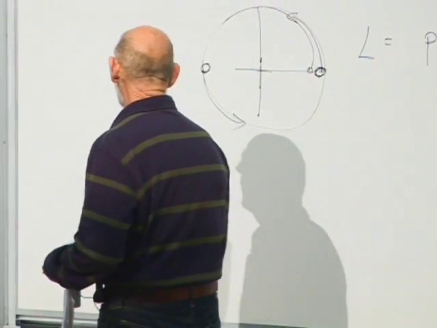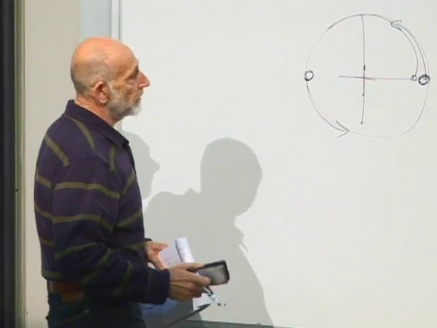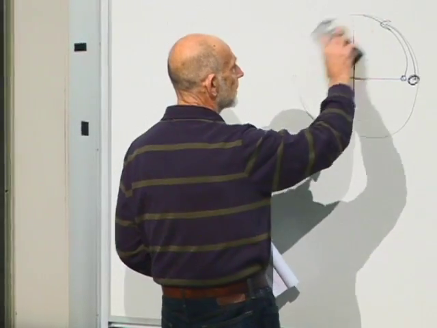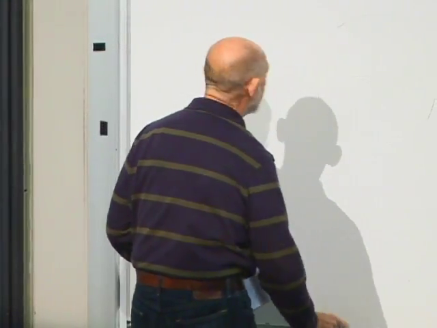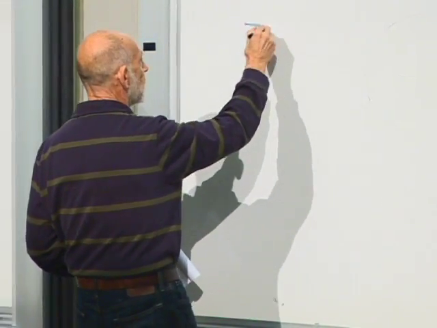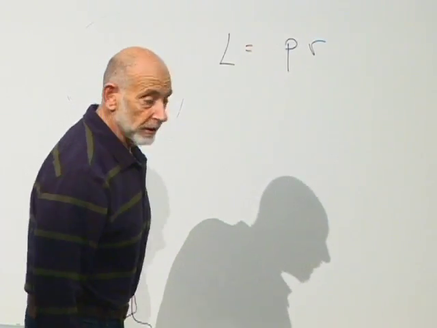Okay. All right, now let's get a little more refined in our precise definition of angular momentum. I said before, angular momentum is a vector. And that means, or that's denoted by putting a little arrow over the top of it. Momentum is a vector.